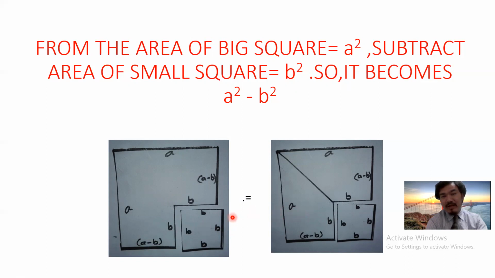After separating this small square from the big square, from a square we have subtracted b square. Now we have to cut this one along this diagonal. I have shown this diagonal because we have to cut along it and separate it. Now let's see the next slide.